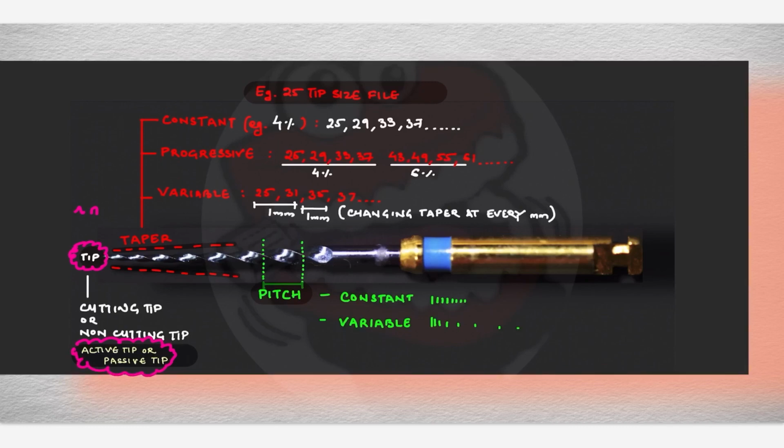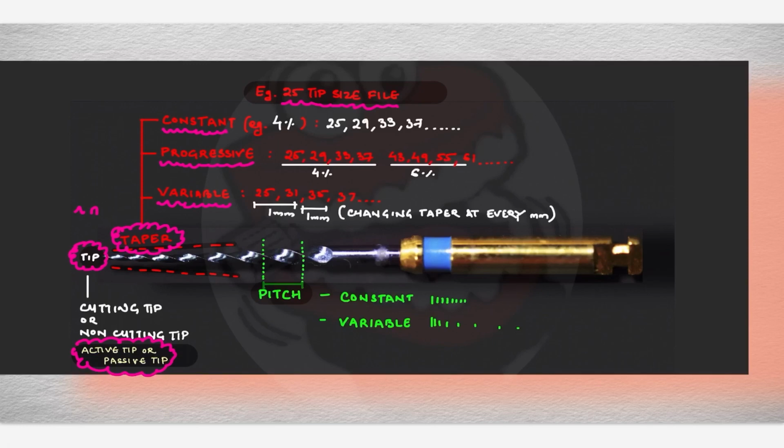Okay, now we talk about the second category, that is the taper. This taper is an important thing, as it is the flaring of the file. Right from the tip the file flares like a cone. This flaring is of three types: the constant taper, the progressive taper, and the variable taper. For example, I will explain. Suppose you consider a 25 tip size file, which is referred to as a 4% taper file. At the tip the file has a cross-sectional diameter of 0.25.